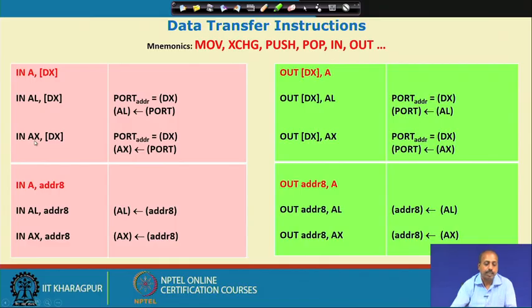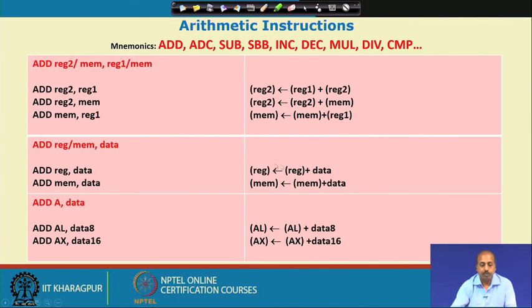So, you can say in AX comma within brackets DX. That way the 16-bit port value comes to the AX register. Similarly, if you are doing immediate addressing, then we can mention an 8-bit address. This we have already seen. Similarly, for the out instruction we have either a 16-bit port or an 8-bit port.